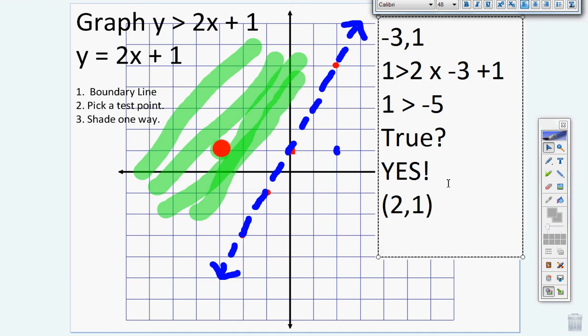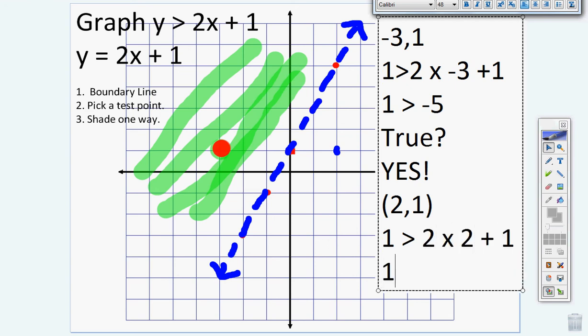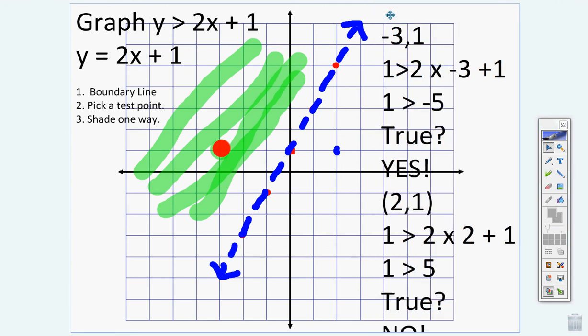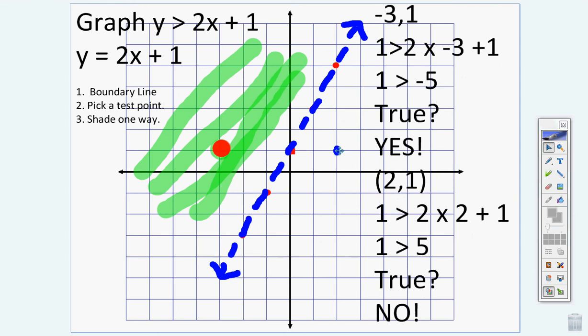All right, is 1 greater than 2 times 2 plus 1? Is this true? Is 1 greater than what? 5. Is that true? No. Oh, I ran out of room on there. No, it's not true. Therefore, we don't shade over here.